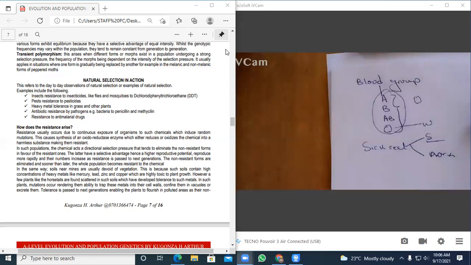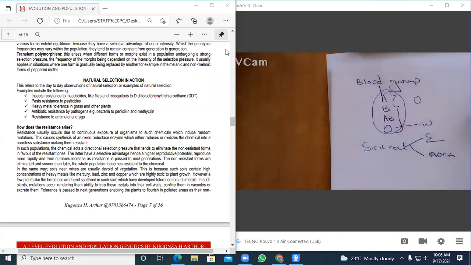Yeah, eye color can be an example of polymorphism. People who are pink and those who have white eyes and so on, we can talk about that. But anything which is continuous, with continuous variation, we cannot talk about it under polymorphism, under natural selection.